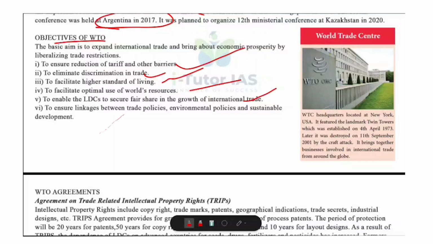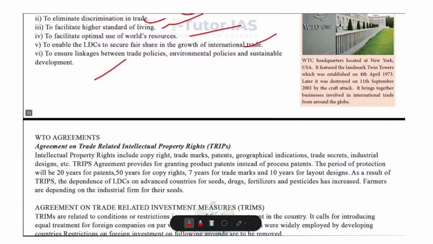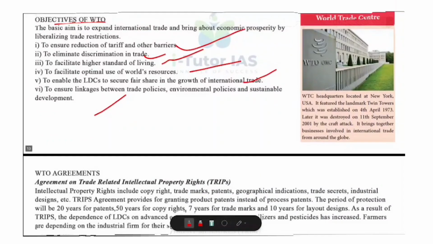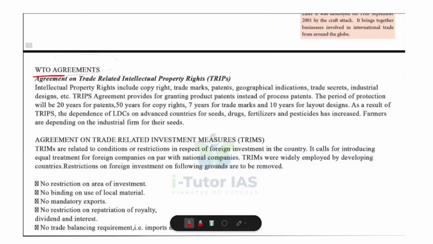And the last one, link trade policies with environment and sustainable development. That is, it ensures that trade growth is environment friendly and contributes to long-term sustainable development. Okay. Now WTO agreements. First one, TRIPS. TRIPS means Trade Related Aspects of Intellectual Property Rights.